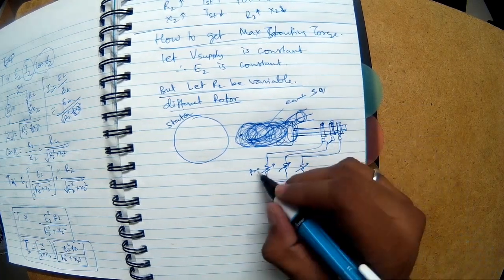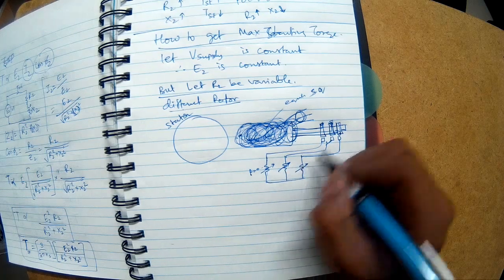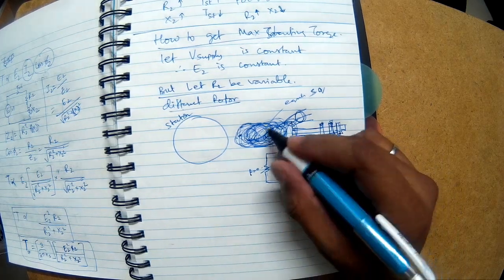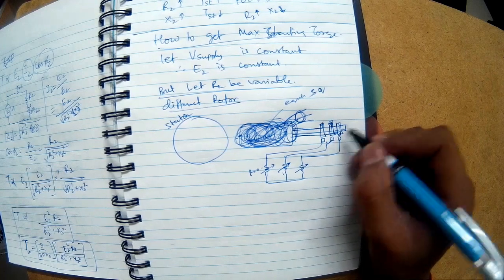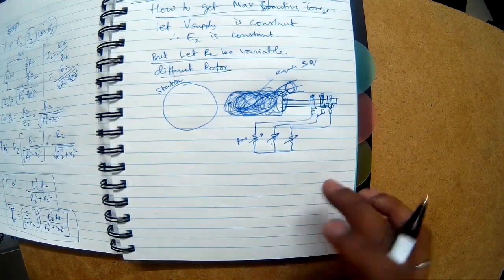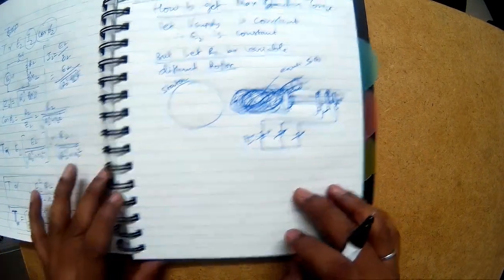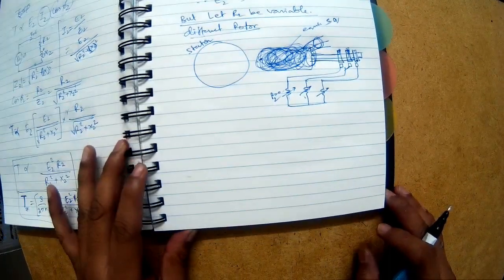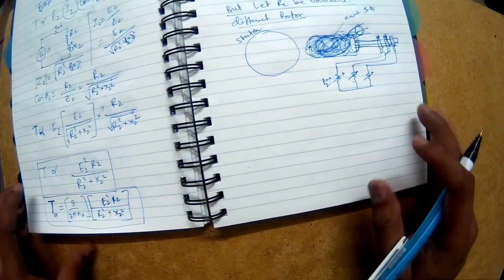But then if I don't short circuit, I introduce some small resistance, then all this resistance will add in series with the windings, and therefore it becomes a variable R2. Under that condition, I want to maximize the starting torque. So what is the expression for starting torque?